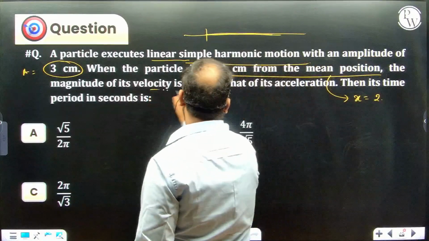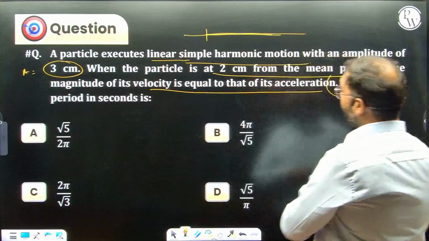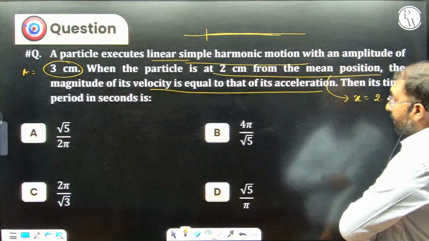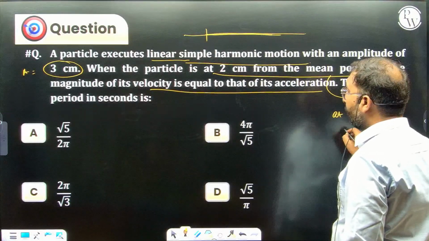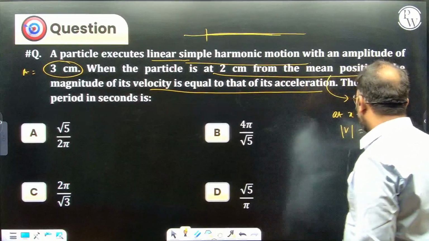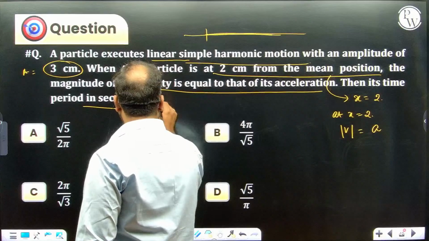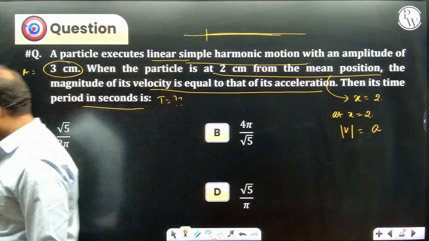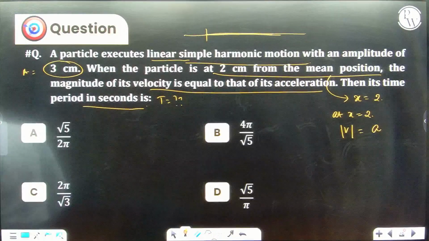The magnitude of the velocity is equal to that of acceleration. Then its time period in seconds will be what? So at x equals to 2, the velocity magnitude will be equal to that of acceleration, mod of v equals to a. So from here you have to find out the time period T. You can try this question and then I'll solve it for you. Just give it a try. Do it fast.